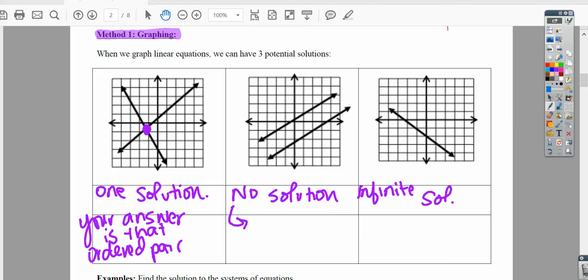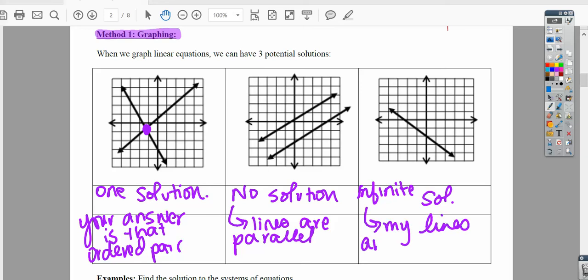How do I get no solution? My lines are parallel. And how do I get infinite solutions? My lines are stacked on top of each other. So that's with graphing, you have one of three potential answers.